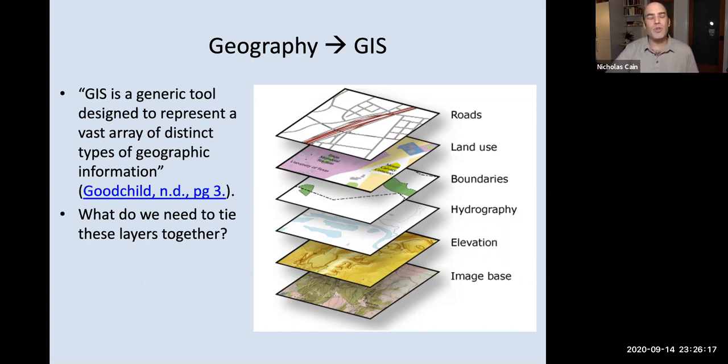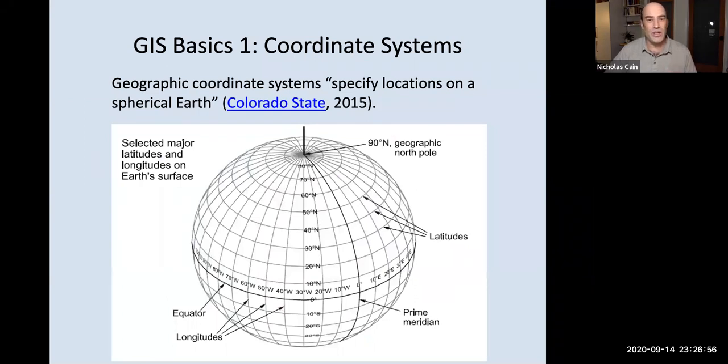So as you see from Goodchild here, GIS is a generic tool designed to represent a vast array of distinct types of geographic information. So you're not limited to the layers shown here. You could have administrative boundaries like we saw, states, counties, census tracts. You could have information on race, ethnicity, income levels, exposure to pollution, etc. But what we need is something to tie these layers together. And GIS provides us that essential glue that allows us to tie these different data layers together. And that is a coordinate system.